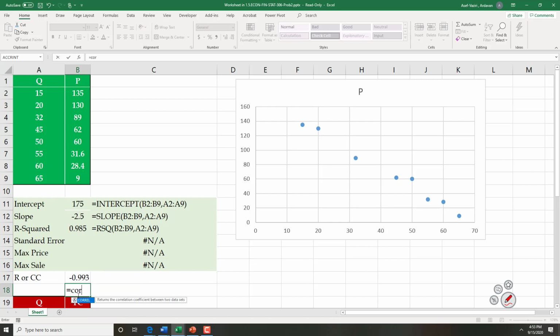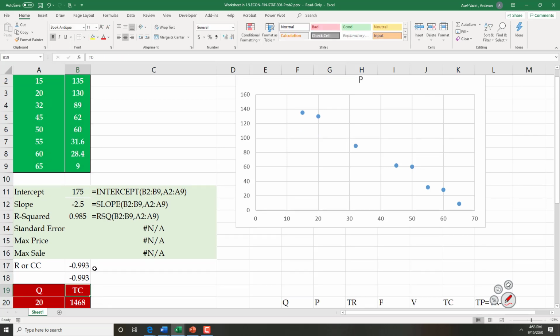Alternatively, R and CORREL is already there, tab, and then my Y's and my X's.